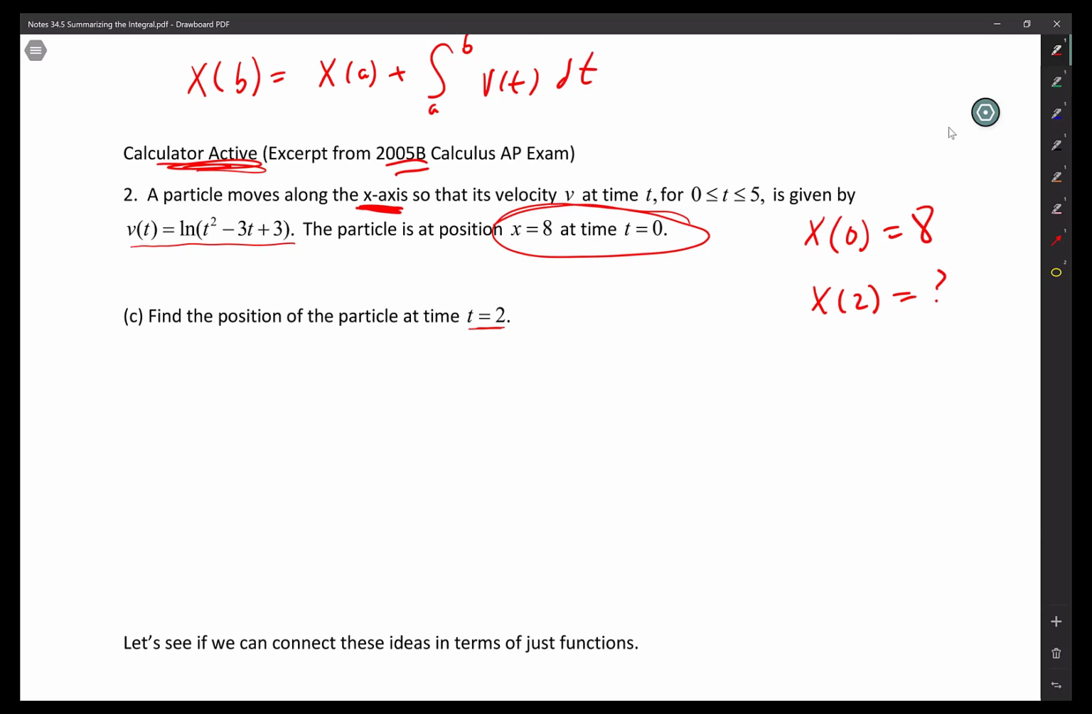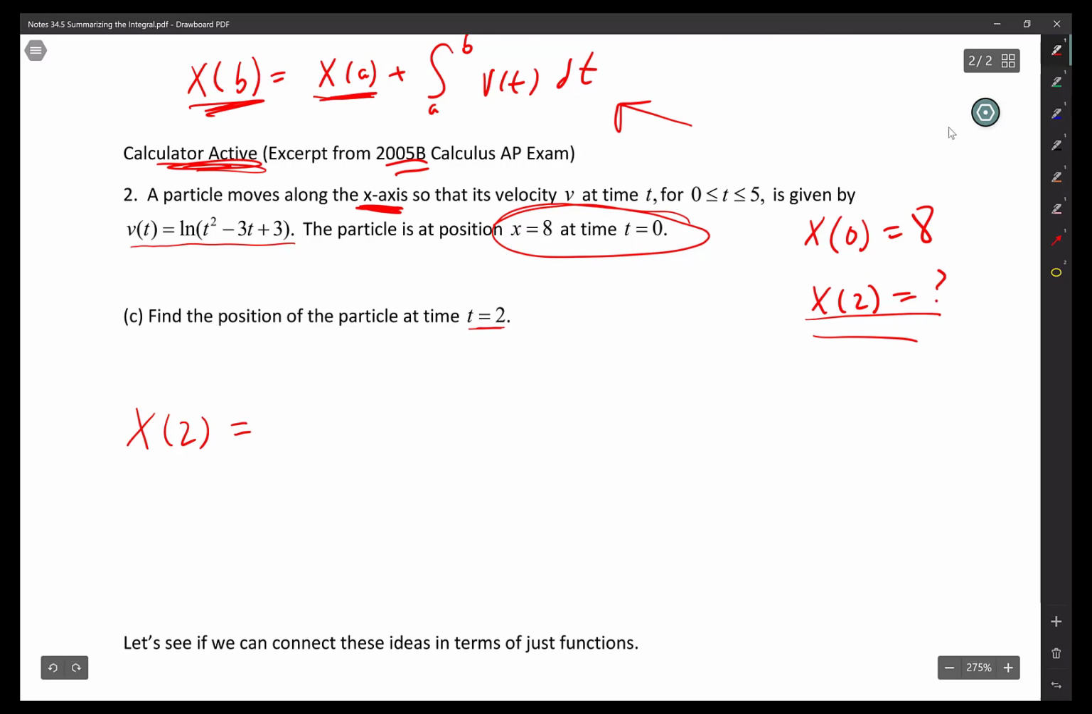I want to know my position at 2. All I'm doing is looking up there, guys. So my position at 2, that's what I want to know, x of b, is equal to, and it says I got to have a position initial or something given. They did. It's not always 0, as you saw yesterday. Yesterday, everyone was freaking out when they gave me x of 8 or something. This time, they gave me 0.